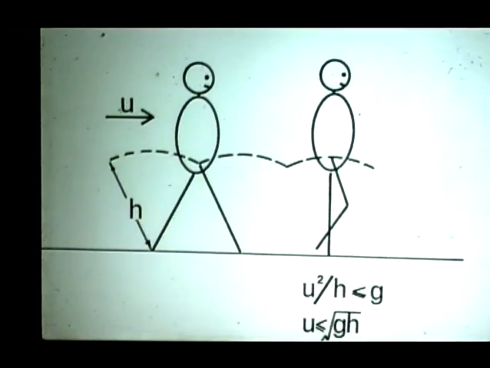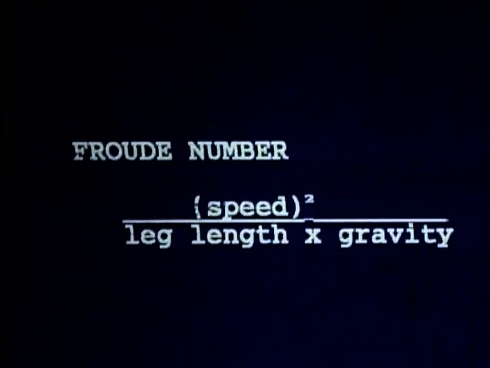Now, u squared over h can't be bigger than g. Think of that another way. u squared over gh can't be bigger than 1. And that quantity, u squared over gh, speed squared over leg length times gravity, we call that the Froude number. The theory says you can't walk with a Froude number greater than 1, and we'll be coming back to Froude numbers later.